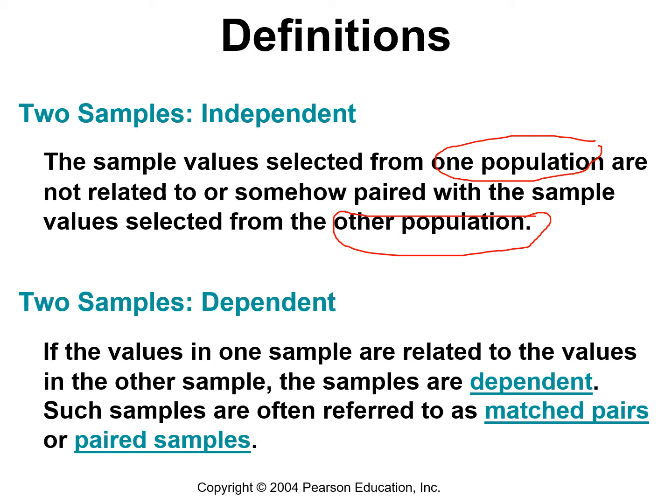For dependent samples, if the values in one sample are related to the values in the other sample, the samples are dependent. Related samples are sometimes called matched pairs or paired samples. All are the same: dependent, matched pairs, or paired samples.